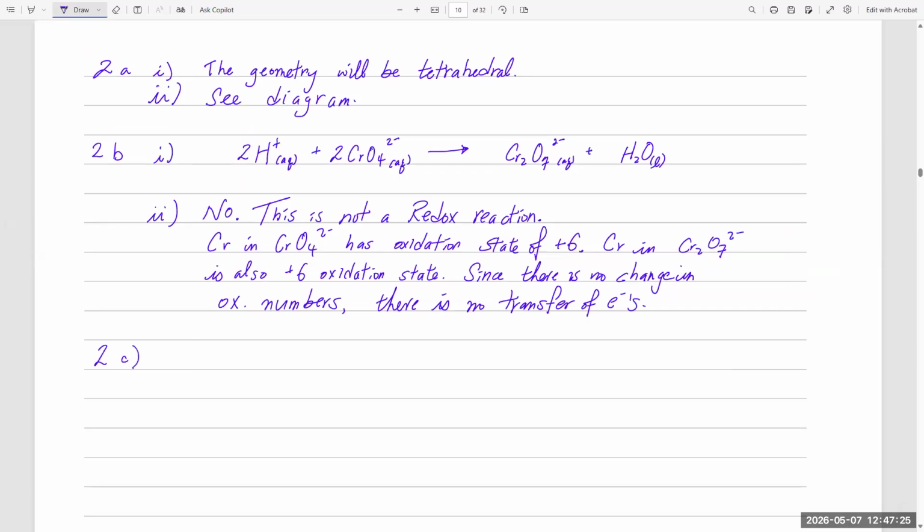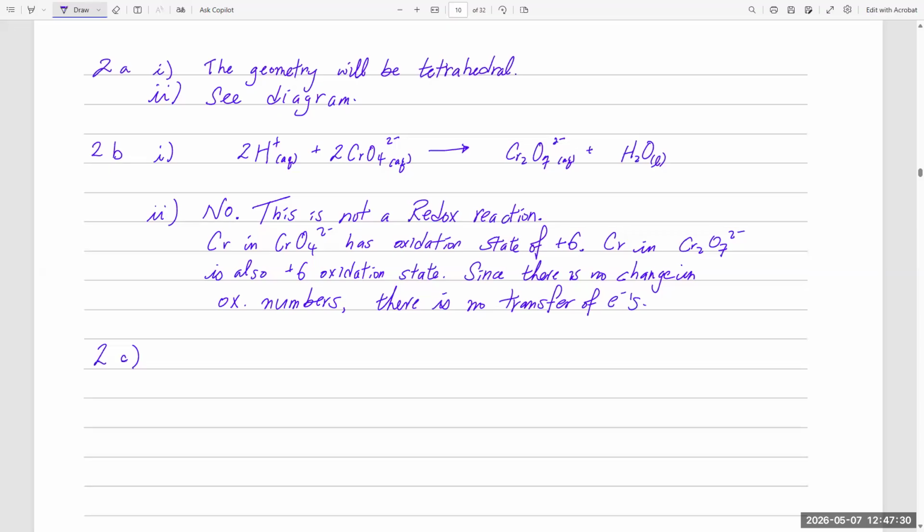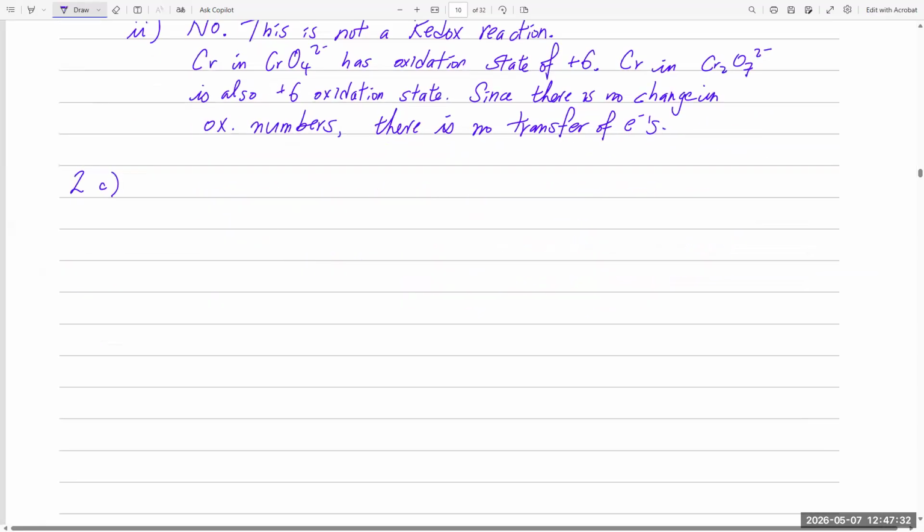Part C has no Roman numeral one or two. So we've got to calculate this, right? So I'm going to leave a blank again so I can put the correct answer. I'm going to calculate delta G. So we got delta G, and the equation that we looked at is negative nFE, right? Like that.